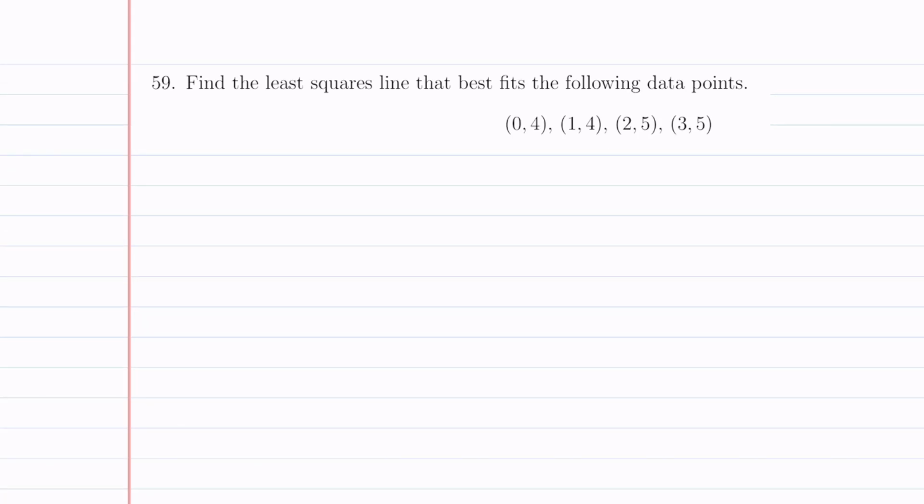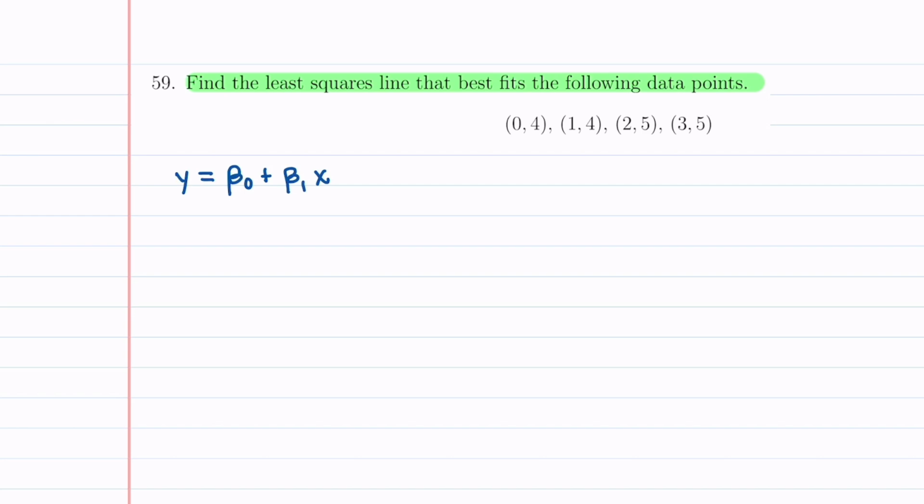In this problem, we're going to find the least squares line that best fits the following data points. This is just finding the least squares line of best fit. The equation of that line is going to be y equals beta 0 plus beta 1 times x. There is no line that's going to pass through all those data points. So this line that I've just written down is called our line of best fit, and it comes as close as possible to passing through all the data points.